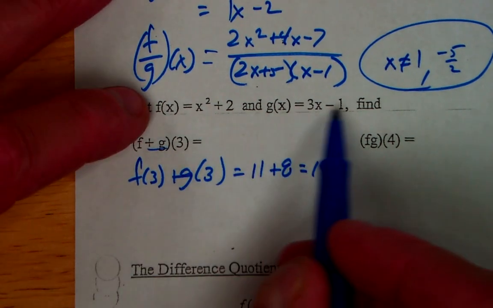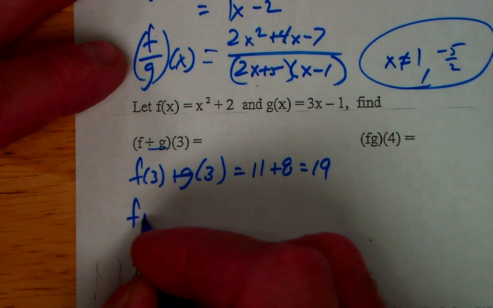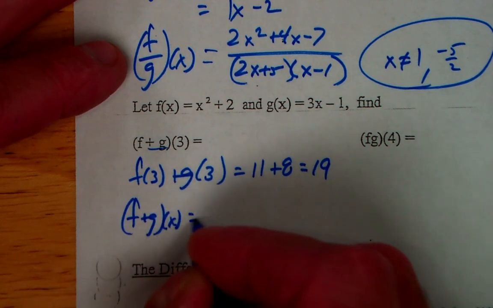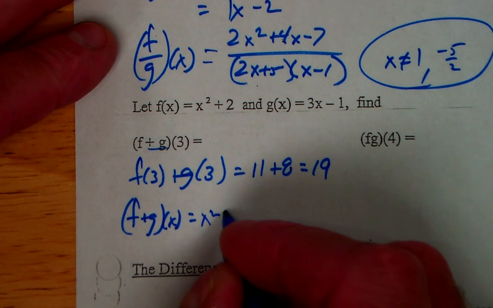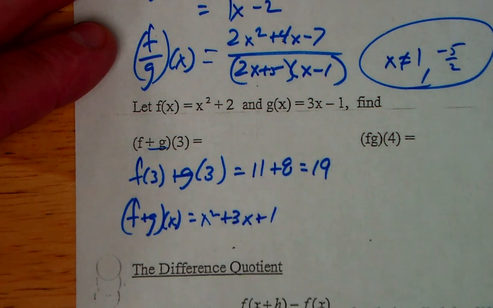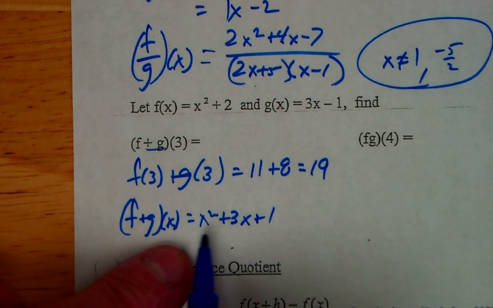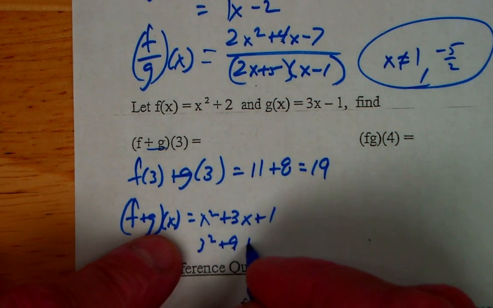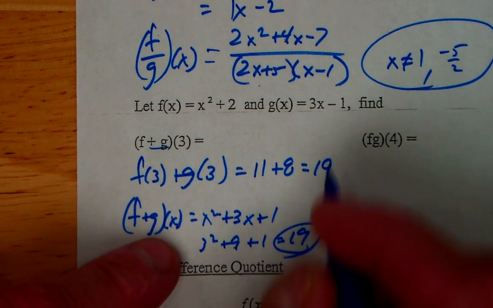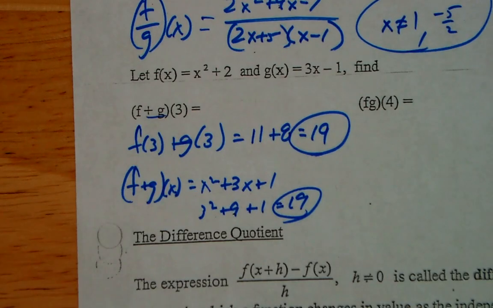Now let's add these together. So f plus g, I could do it this way too. I could add them together first, x squared plus 3x plus 1, and then I could plug in 3. 3 squared plus 9 plus 1 gives me 19. Which way do you like better? Plugging it into each function first, or finding the rule and then plugging it into the rule? Second one? Okay. Matter of personal preference. I think the second one, if you had several to do, would make your life a little bit more efficient.